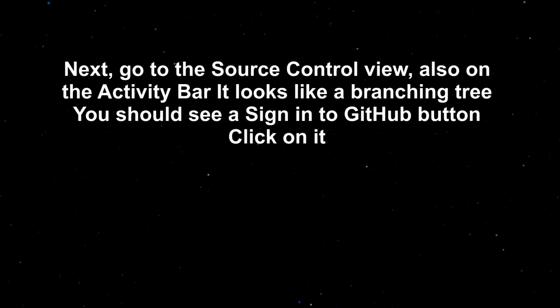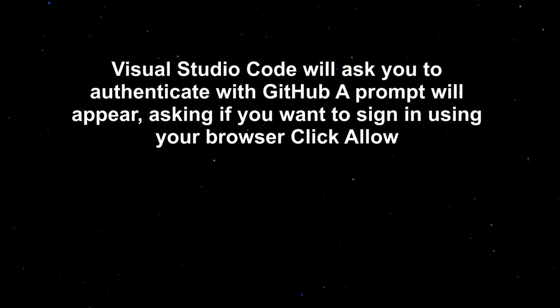Next, go to the Source Control view. Also on the activity bar, it looks like a branch and tree. You should see a Sign in to GitHub button. Click on it. Visual Studio Code will ask you to authenticate with GitHub. A prompt will appear asking if you want to sign in using your browser.